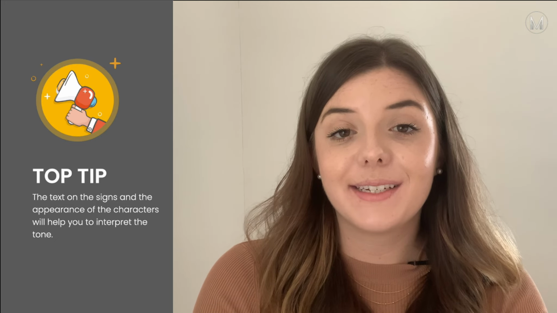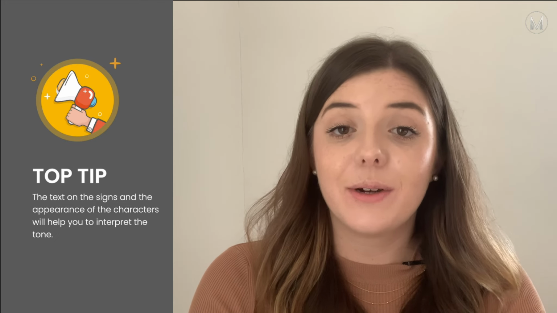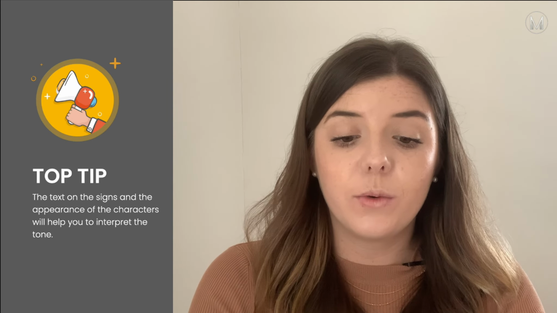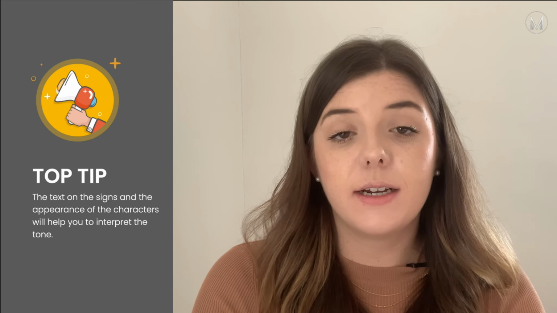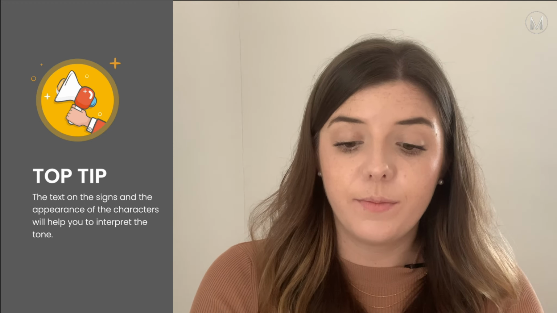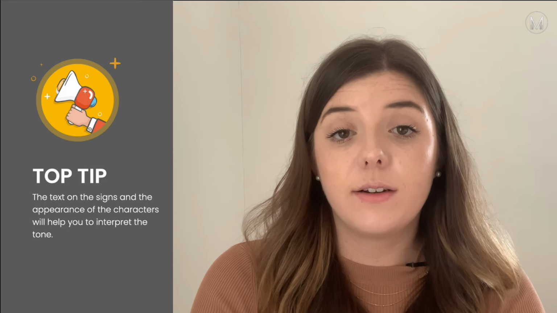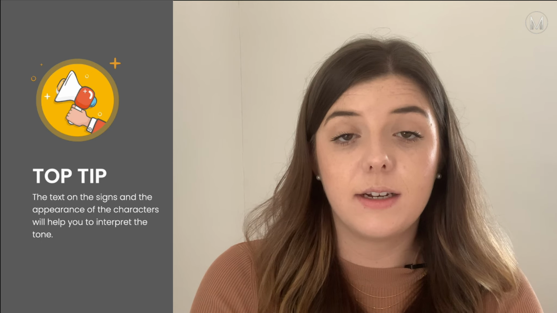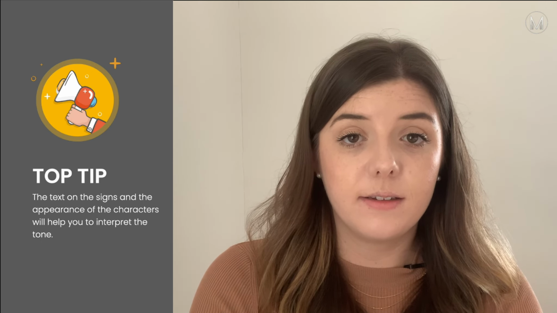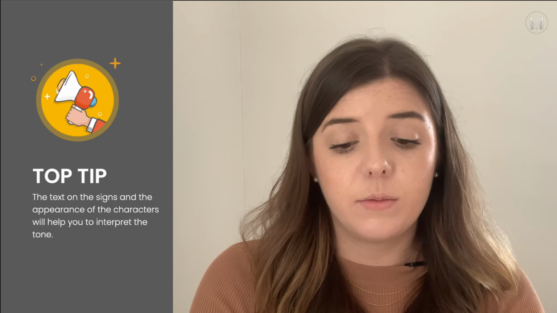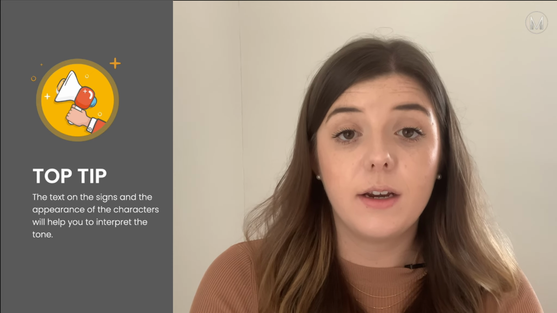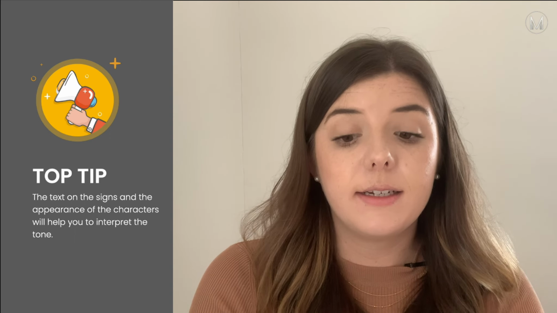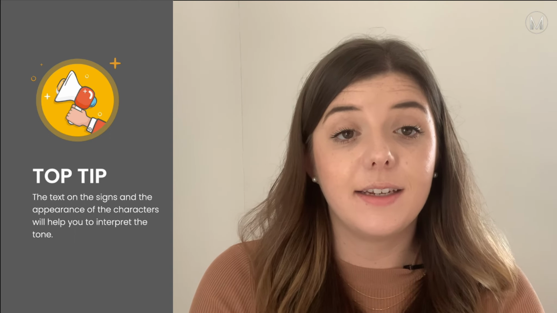Now, time for a GAMSAT top tip. Question 3 asked about the tone of the cartoon. Similarly to question 1, the text on the signs and the appearance of the characters helped us to interpret the tone. The author illustrated the crowd in a negative light, enraged and including trivial tasks such as getting a tattoo or getting their hair done on their signs. This starkly contrasted with the healthcare worker, who appeared expressionless with a simple message. So the author is clearly attempting to mock the crowd with their inessential needs.